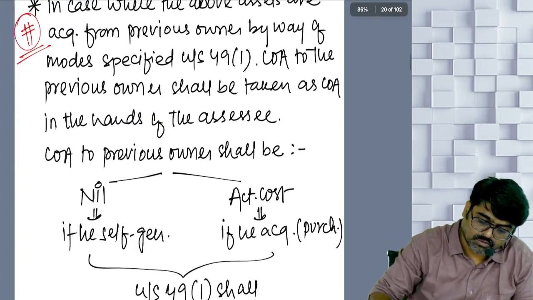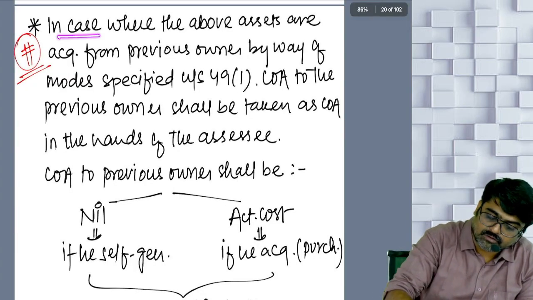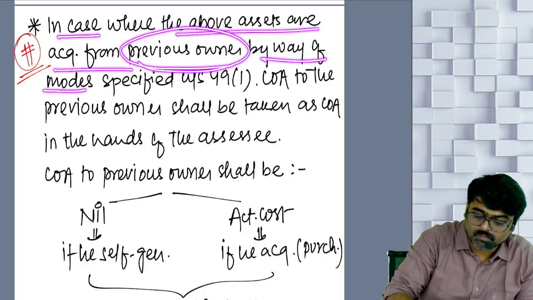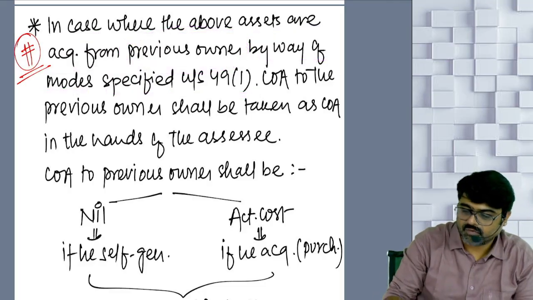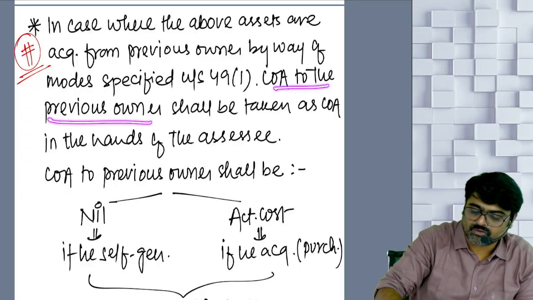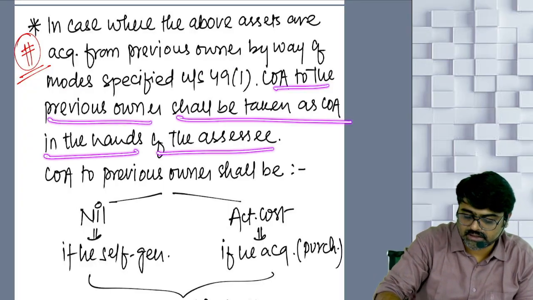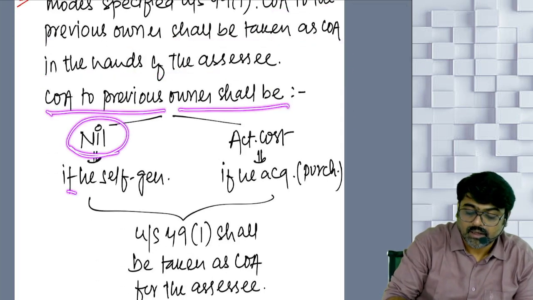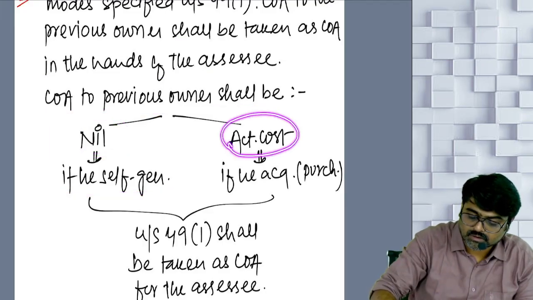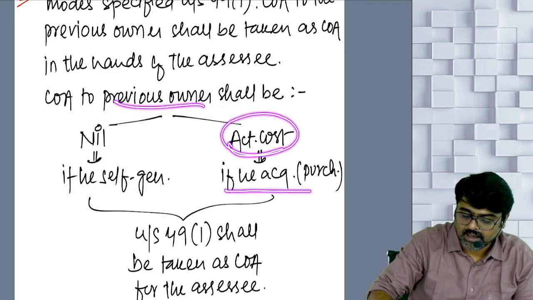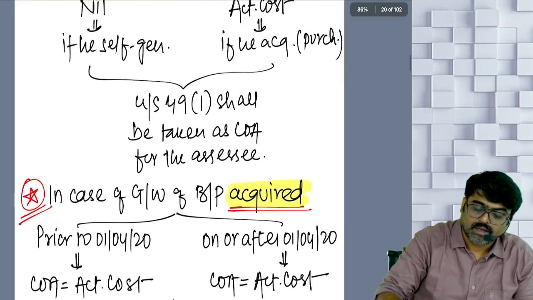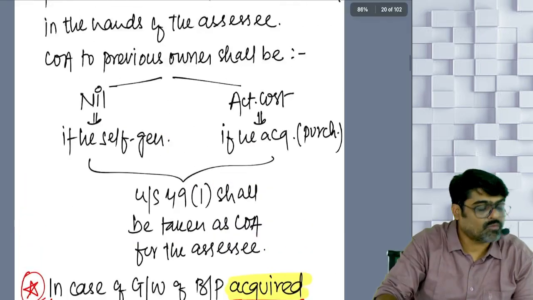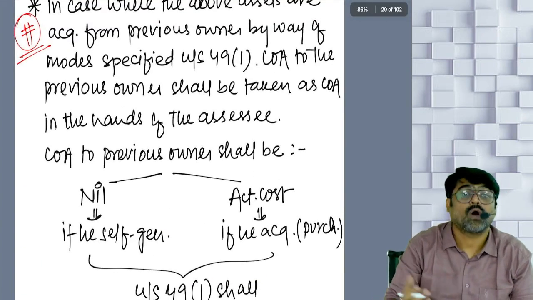Okay, so now please pay attention. In case where the above assets are acquired from the previous owner by way of modes specified under section 49(1), the cost of acquisition to the previous owner shall be taken as the cost of acquisition in the hands of the assessee. Cost of acquisition to the previous owner shall be nil if it was self-generated. Cost of acquisition to the previous owner shall be the actual cost if he acquired it. And under section 49(1) that shall be taken as the cost of acquisition to the assessee. Now what is this?